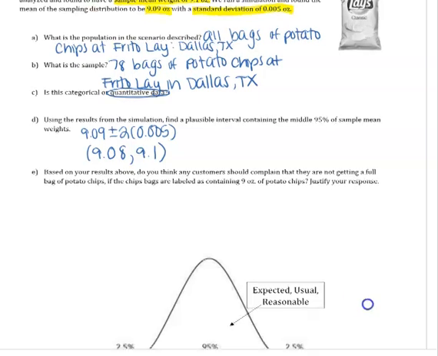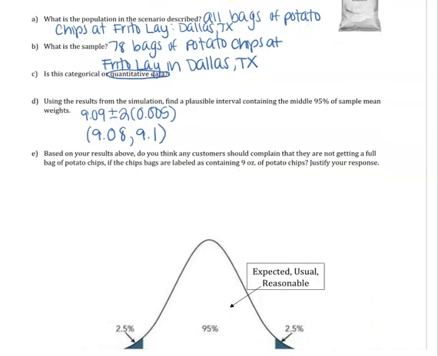Based on the results above, do you think any customers should complain that they are not getting a full bag of potato chips if the chips are labeled as containing 9 ounces? So taking out the fact that people love to complain, if the bags are advertising 9 ounces and they're getting on average between 9.08 and 9.1 based on our statistical analysis, should they complain? Absolutely not, because on average it's reasonable to expect that they're getting actually more than 9 ounces.